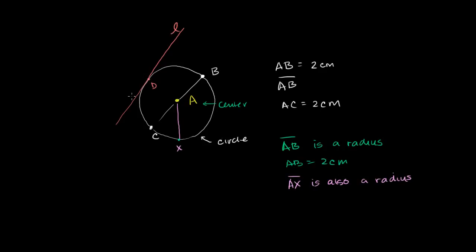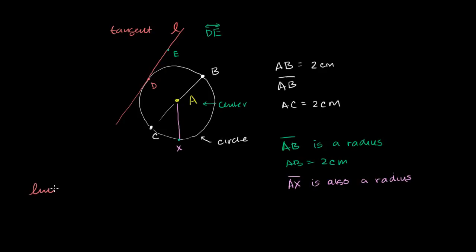So sometimes you'll see lines specified by some of the points on them. So for example, if I had another point right over here called E, we could call this line DE, or we could just put a little script letter here with an L and say this is line L. But this line that only has one point in common with our circle, we call this a tangent line. So line L is tangent to the circle.